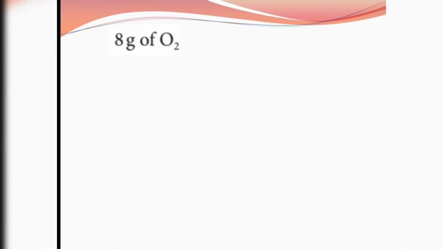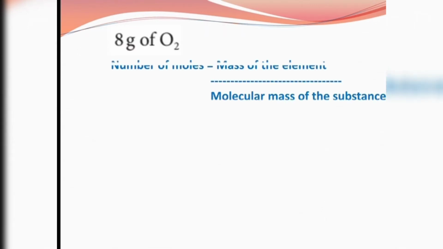Next sum: 8 gram of oxygen. Formula: number of moles equals mass of the element divided by molecular mass of the substance. Mass of the element is 8 gram. Molecular mass of the substance, here the substance is oxygen. Molecular mass of oxygen is 32. So, number of moles equals 8 divided by 32, that is equal to 0.25 moles.